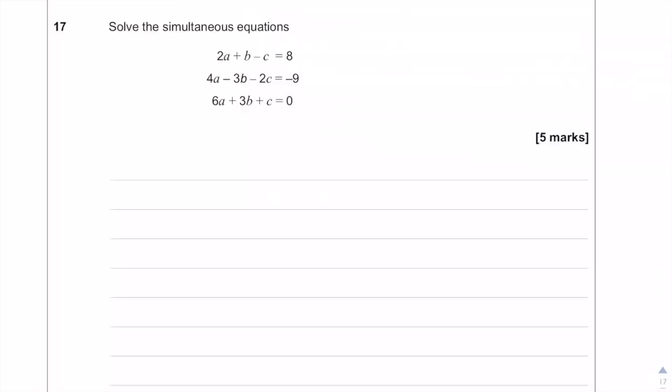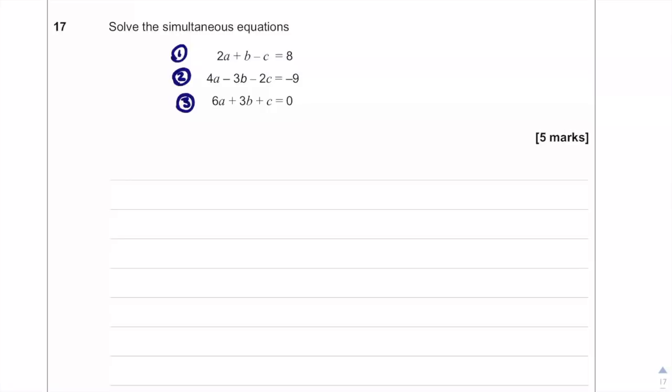Question 17. Solve the simultaneous equations 2a + b - c = 8, 4a - 3b - 2c = -9, and 6a + 3b + c = 0. Okay, so I'm going to write this as our first equation, this is our second, and this is our third. And what I'm going to do is solve these equations by the process of elimination.